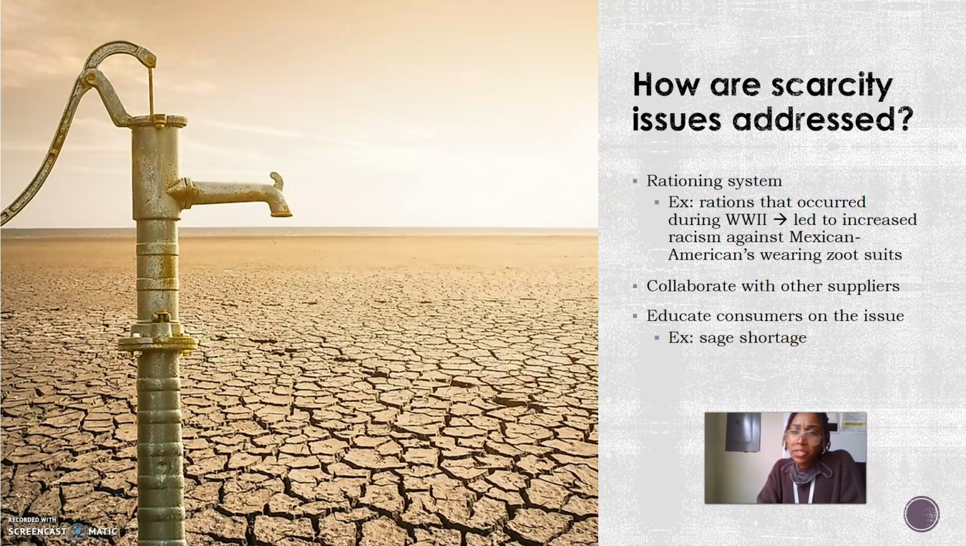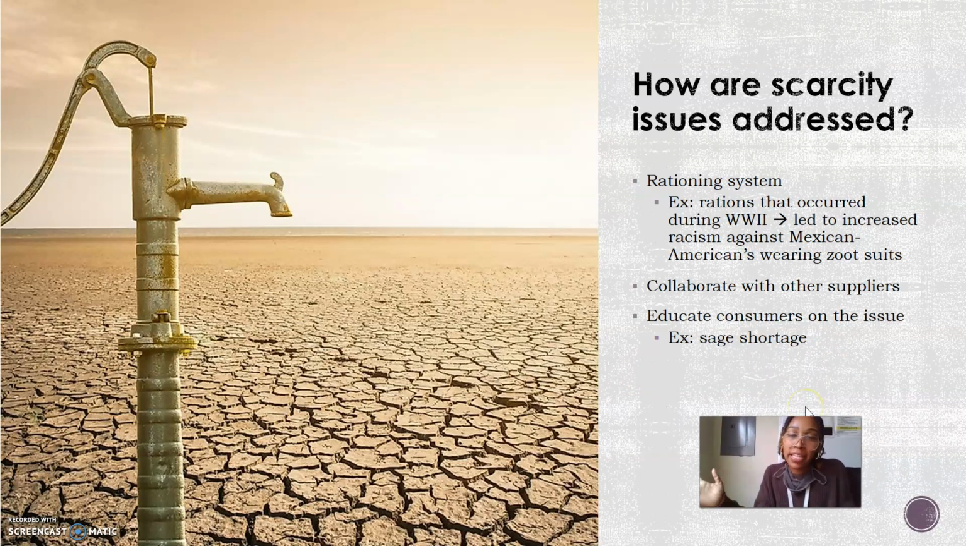How are scarcity issues addressed? Remember last quarter in special topics, we talked about that rationing system, right? And also the downfall of rations, where during World War II, there was a ration on wool, but that actually led to increased racism against zoot suit wearers who were predominantly Mexican Americans, created the zoot suit riots, all of that. But rationing systems can be a way to address scarcity, but there are also other factors to rationing, especially if people aren't following those rationing rules and still buying these goods illegally, then it can create a ton of problems.